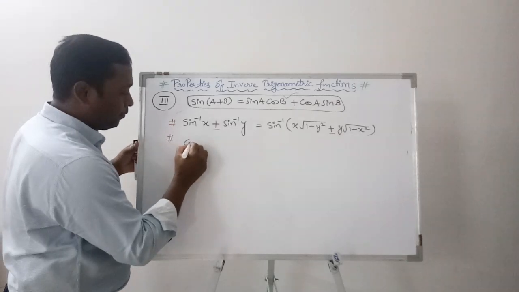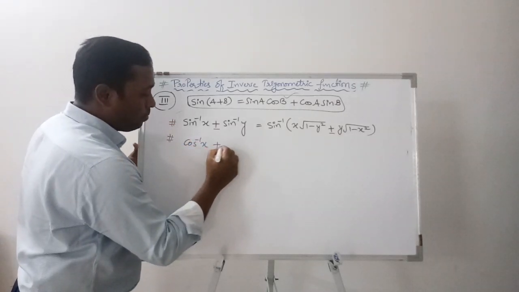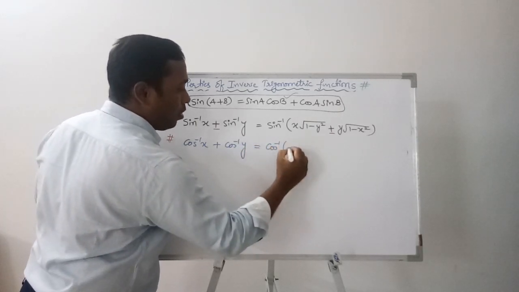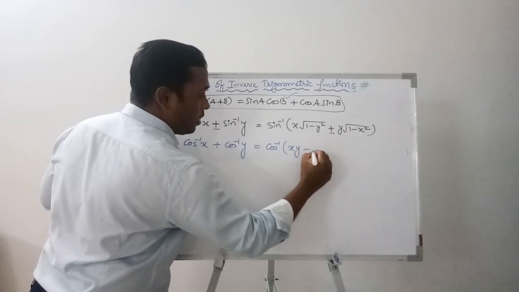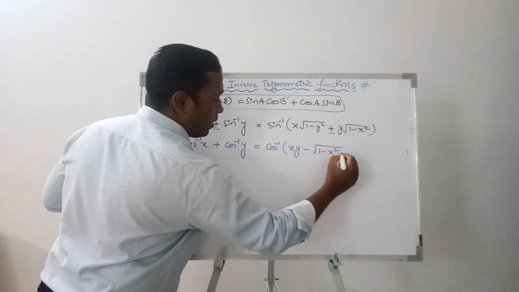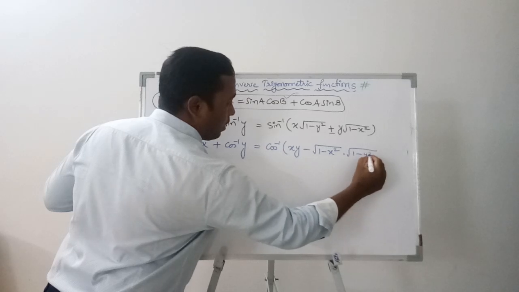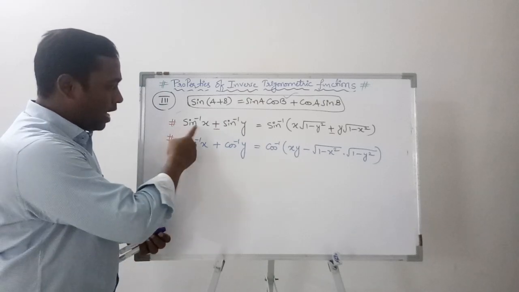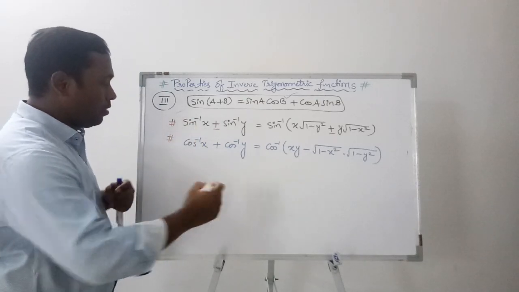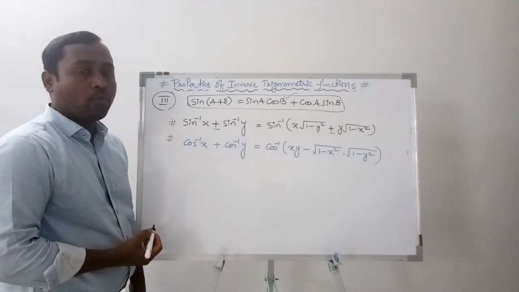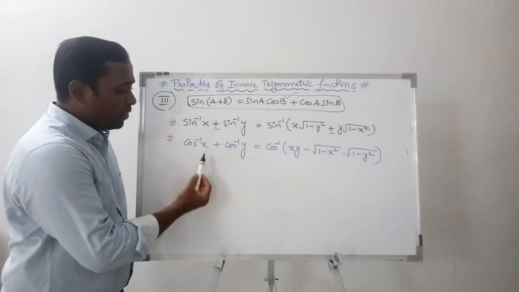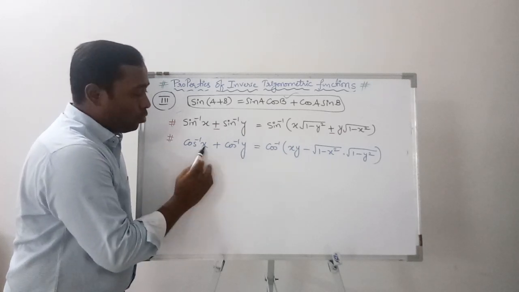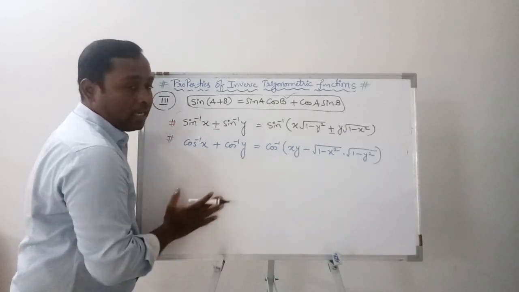Cos inverse x plus cos inverse y is written as cos inverse of x into y minus under root of 1 minus x square into under root of 1 minus y square. If you observe, it is the same as sine, which we have discussed. In a similar manner, you may also prove it for cos inverse x plus cos inverse y simply by assuming x as cos theta and y as cos alpha. Put those values in the left hand side and right hand side, you will get the same answer, hence it can be proved.